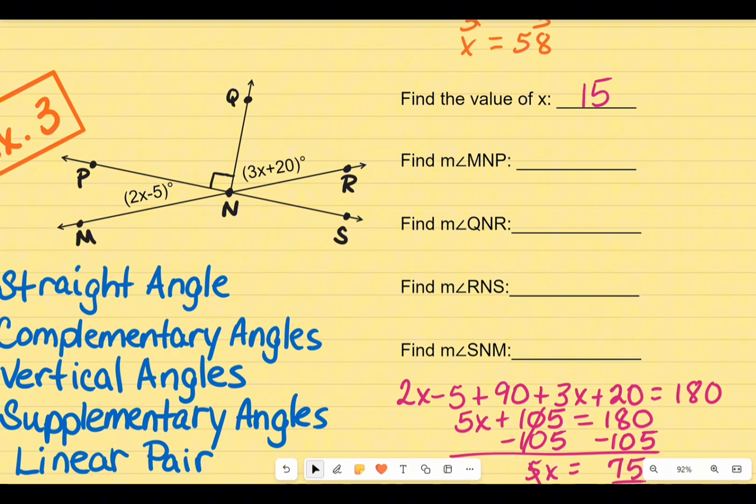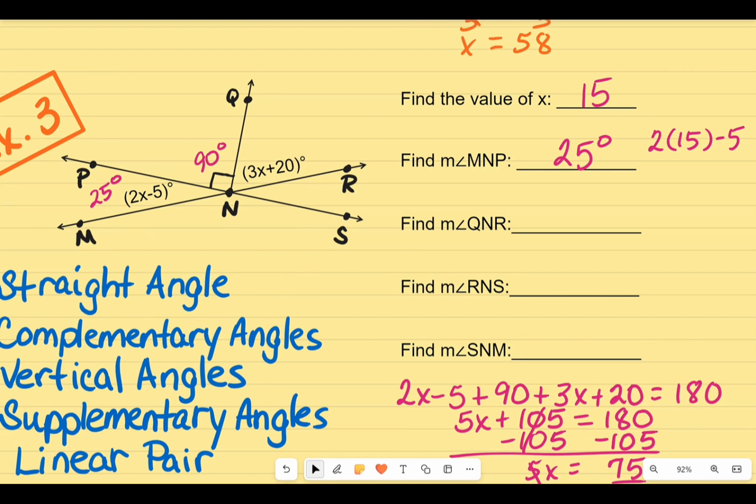The next blank asks me to look for the measure of angle MNP. So I just substitute in. So 2 times 15 minus 5. Notice I have a degree symbol, so I'm going to actually put that information in. I have 2 times 15 is 30, and 30 minus 5 is 25 degrees. I already know that this is 90 degrees. So this is 25. And because it's a straight angle, it should equal 180.